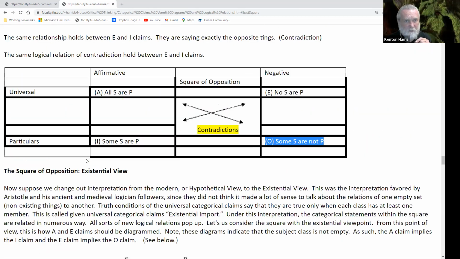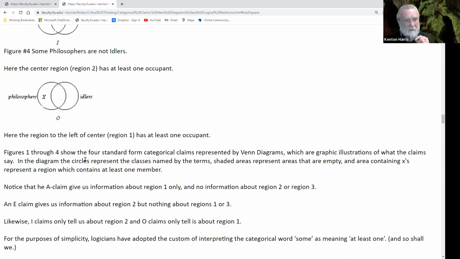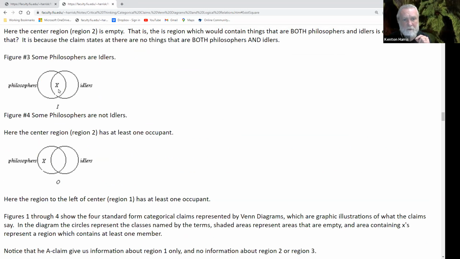So let me scroll up to the other document here, right? So here's our I claim. There's an X here. And here's an O claim. There's an X here. Well, is it possible that there could both be an X in this circle section and an X in both? Yes. So they can both be true, such that there is an X here and there is an X there. They can both be true.